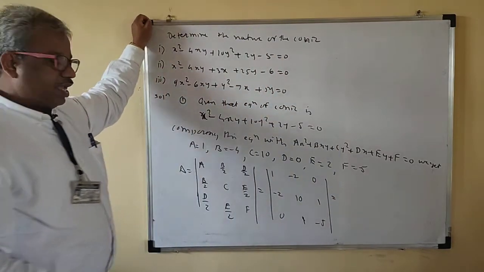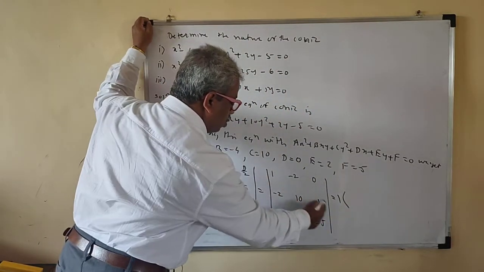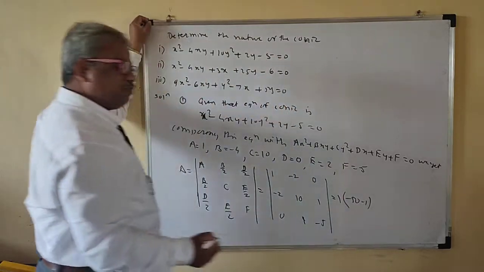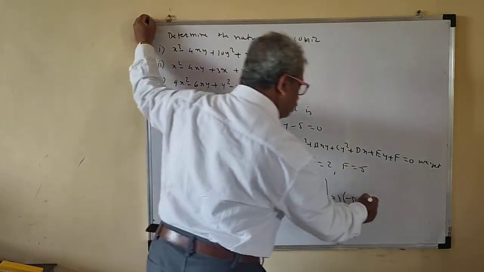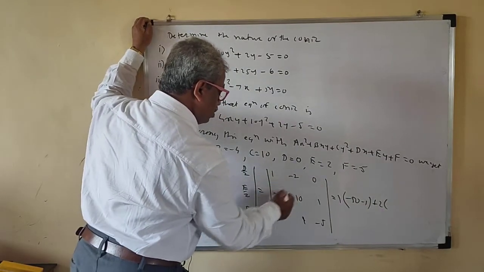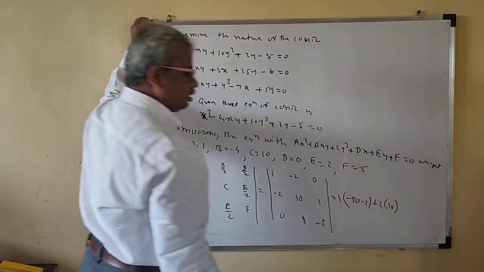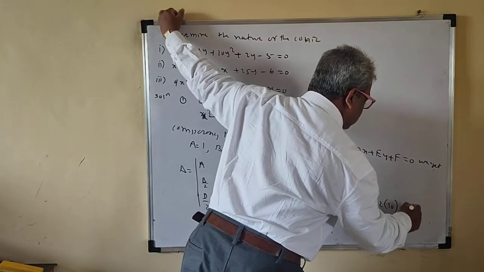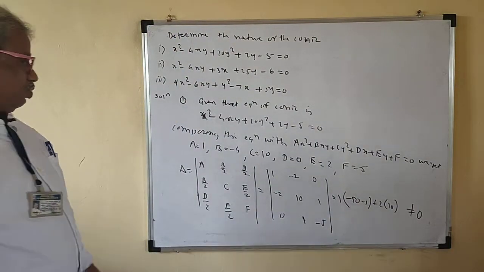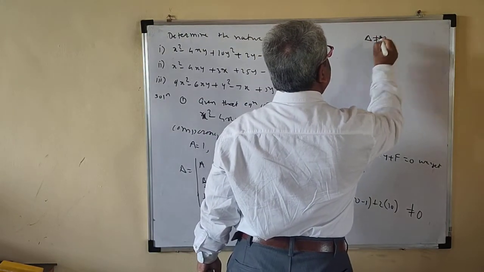Now we have to expand this determinant. 1 into this block, so this is minus 50 minus 1. Then plus 2, so you have to drop this row and column, so this is 10. So this is not equal to 0. Don't calculate this, we don't want the answer. So delta is not equal to 0.